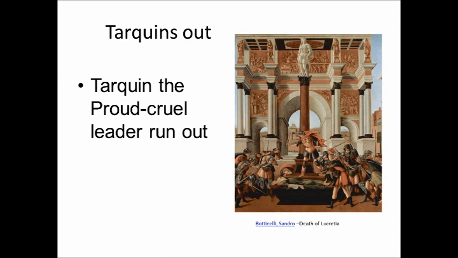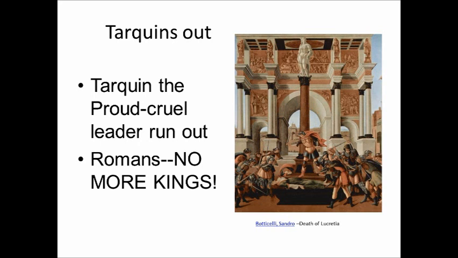Long story short is the Latins were not very happy with this, so they told Tarquin the Proud that he would be removed from power. They basically ran him out of town. And from then on, the Romans had a law, no more kings, and that's sort of foreshadowing for later on when we start talking about Julius.